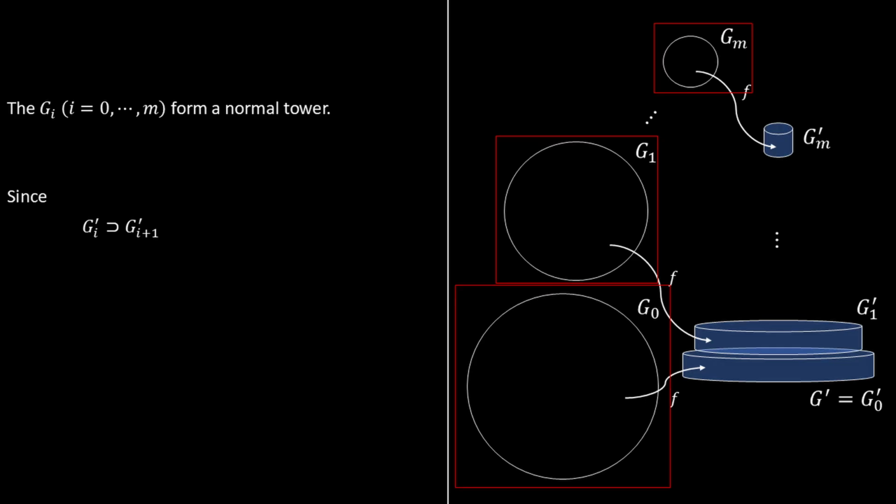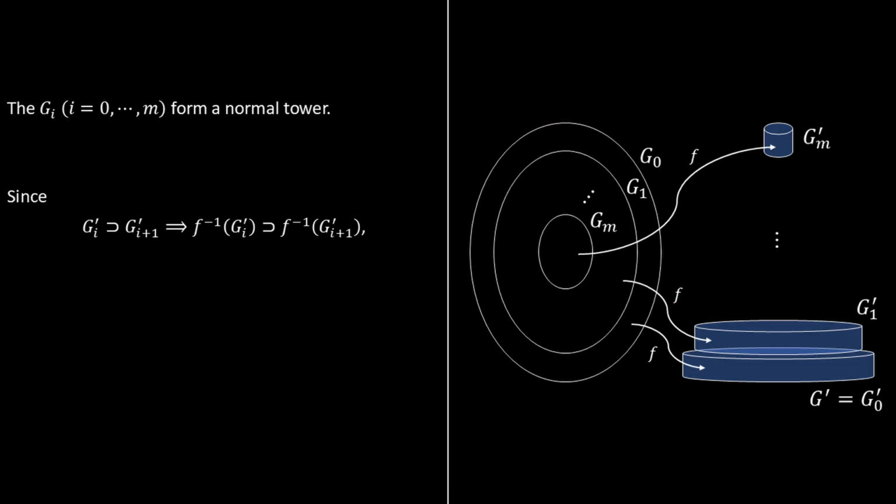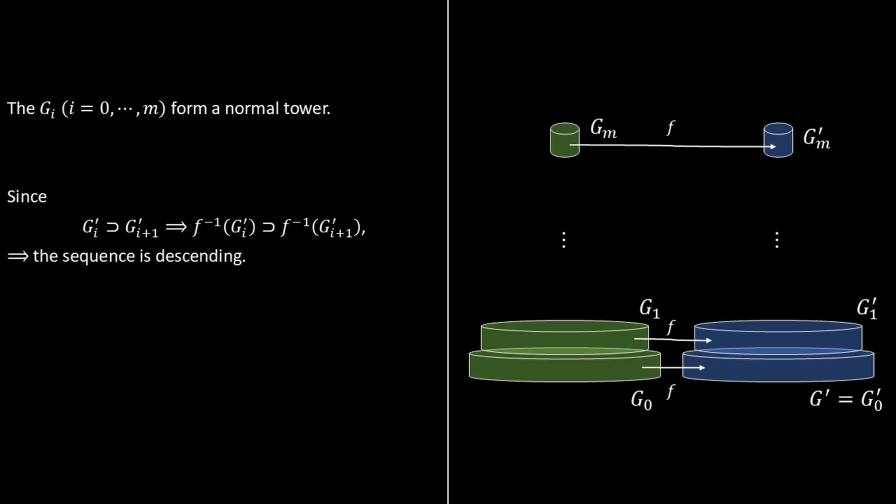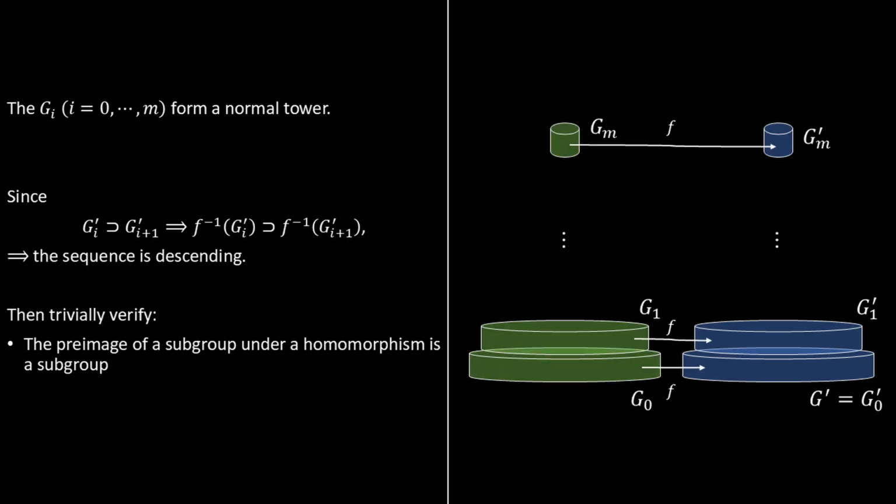Because G prime i contains G prime i plus 1 implies the pre-image of G prime i contains the pre-image of G prime i plus 1, the sequence is descending. Then we can trivially verify the pre-image of a subgroup under a homomorphism is a subgroup, and the pre-image of a normal subgroup is normal.